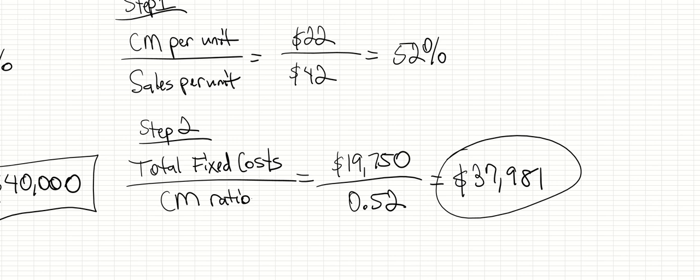Okay, so this is saying that in order for them to break even in dollars, or basically just to break even, they need to generate total sales of $37,981. That will be just enough to cover their total fixed costs.